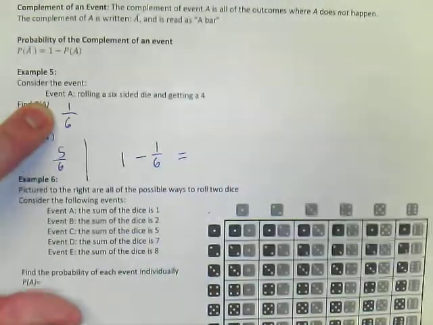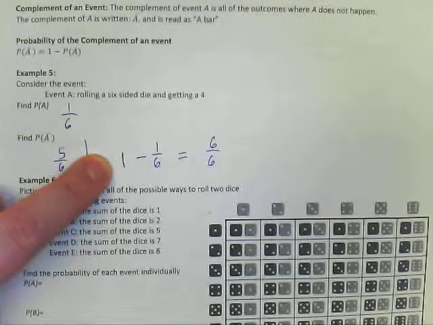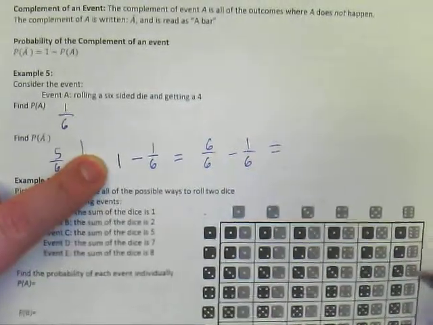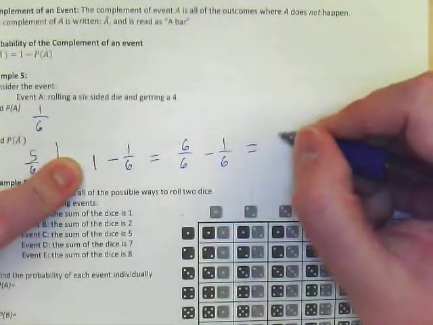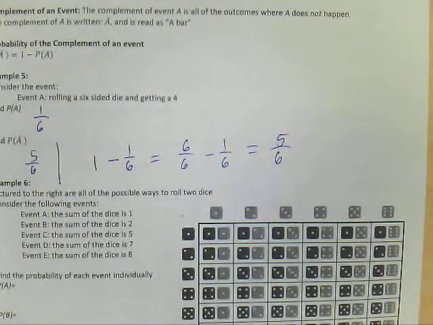To work this out, 1 we could rewrite as 6 divided by 6, because 6 divided by 6 is 1. And then 6 divided by 6 minus 1 divided by 6, that's 6 minus 1, which is 5 out of 6. So that's another way to get the probability of the complement of an event.